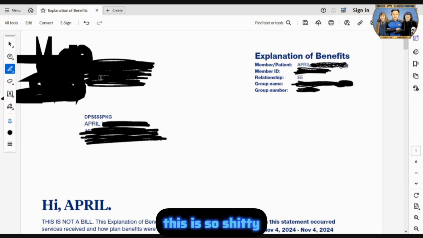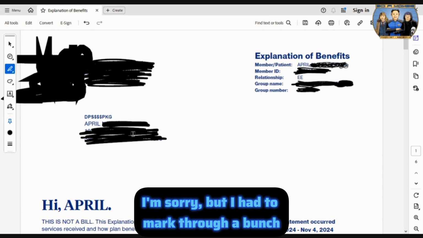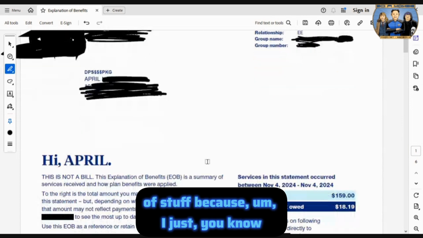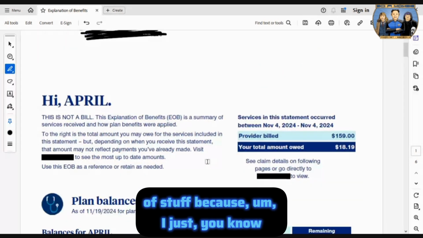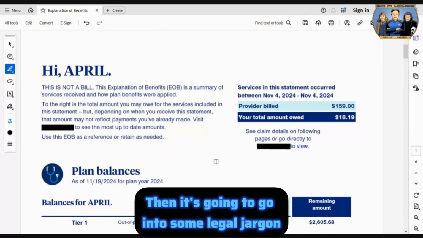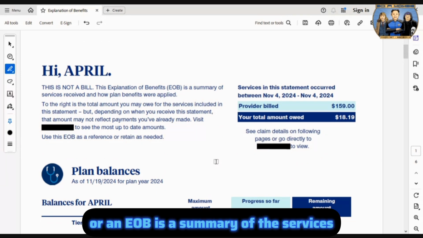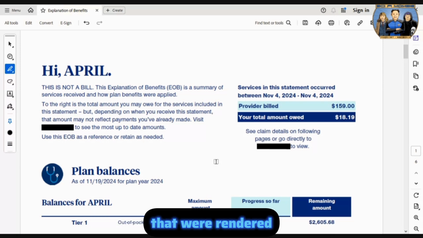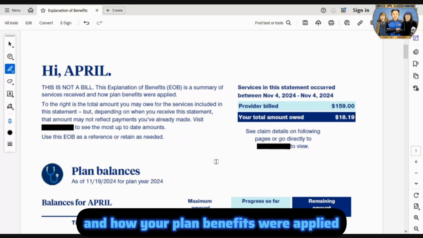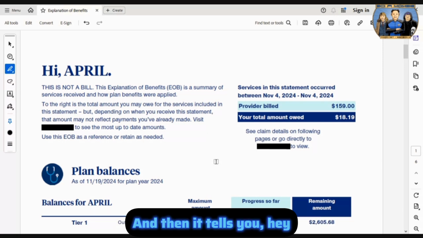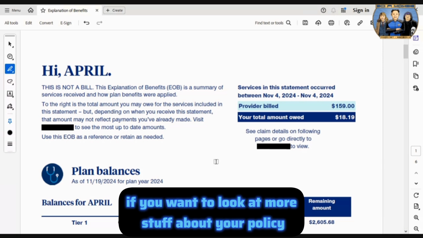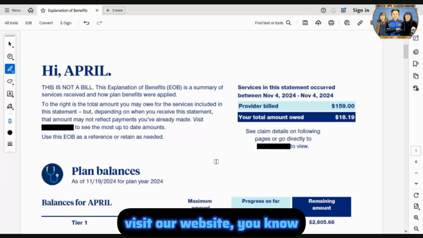Now I had to, this is so shoddy, I'm sorry, but I had to mark through a bunch of stuff because I just want to be careful. Then it's going to go into some legal jargon, which is, hi, this is not a bill. This is an explanation of benefits, or an EOB. It's a summary of the services that were rendered and how your plan benefits were applied. And then it tells you, hey, if you want to look at more stuff about your policy, visit our website, or if you need to make payments, you can see it from there, right?